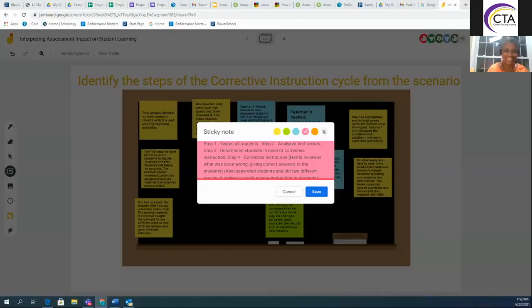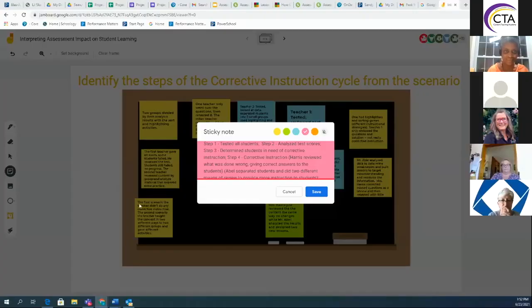Joelle, are you able to share your screen? Oh, I'm not sharing. I'm sorry. That's okay. I didn't realize I wasn't sharing. All right. Now you guys can see it? Yes. Okay. So I was on this pink sticky note right here.